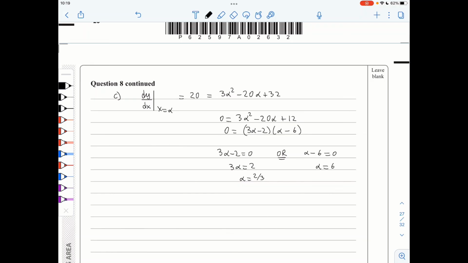Well, alpha is 6 corresponds to line L1 because we knew that x is 6 there. So I have to reject this. I need to show explicitly the rejection, and I'm left with alpha being 2 over 3.